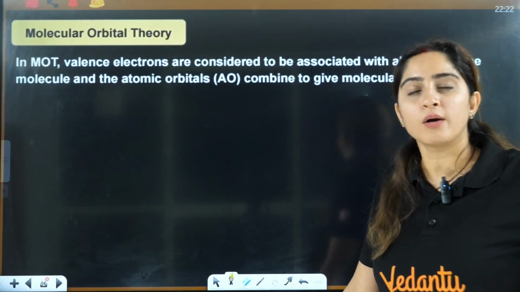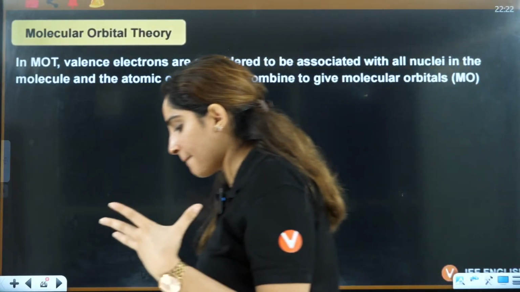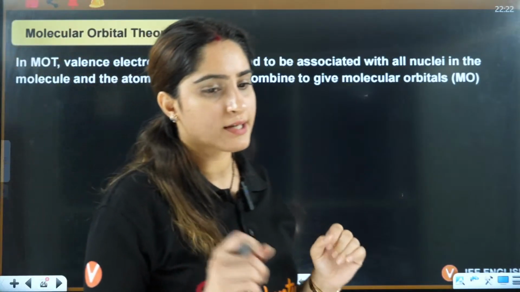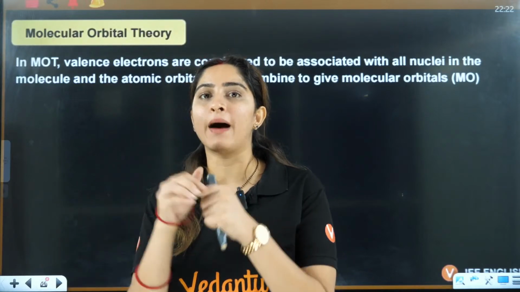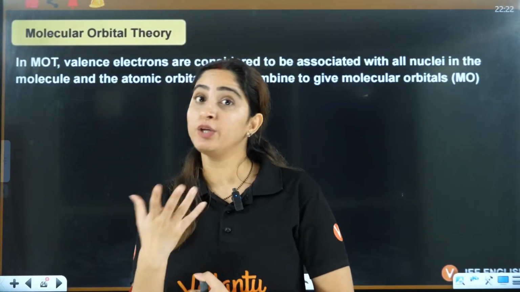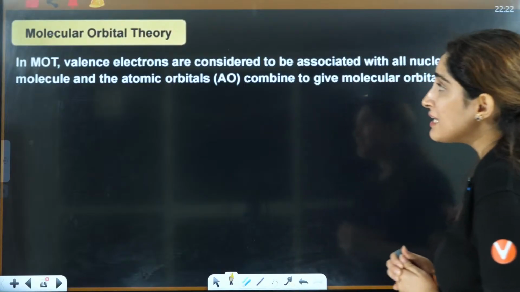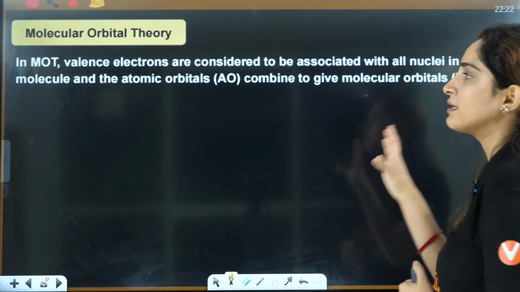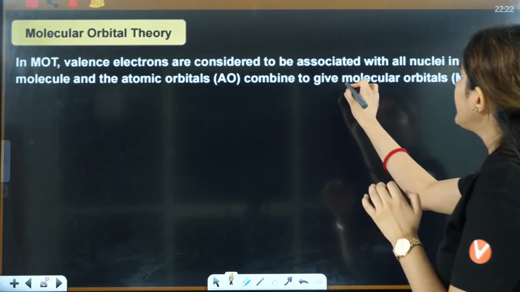So, let's talk about molecular orbital theory. Say you have valence electrons, and how these atomic orbitals combine to form molecular orbitals. Very unique concept, right? So in MOT, valence electrons are considered to be associated with all nuclei in a molecule, and the atomic orbitals combine to give molecular orbitals.